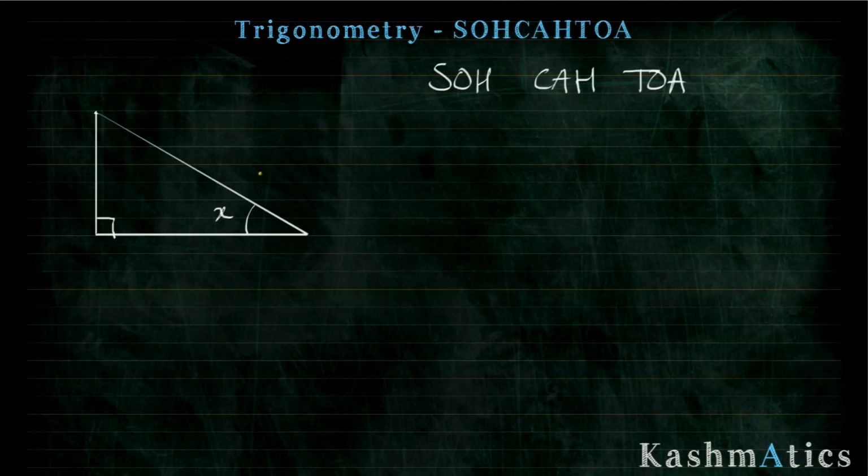Now the first thing to note is that this only works with right-angled triangles. It doesn't work with non-right-angled triangles. For that we have the sine rule and the cosine rule, which you can also find videos of on my channel. Before we begin, we need to be able to label the triangle correctly.